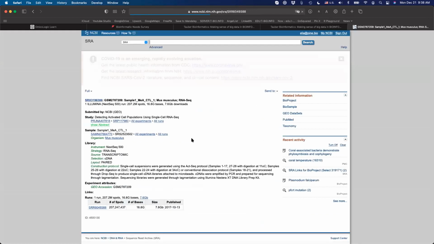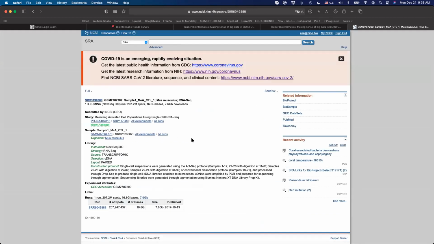Okay, so here you can see that this is single cell RNA-seq from a mouse. Single cell suspensions were generated using the ACT-seq protocol and processed through Drop-seq to produce single cell cDNA libraries attached to microbeads. cDNAs were amplified by PCR and prepared for sequencing through tagmentation. Sequencing libraries were generated through tagmentation using the Illumina Nextera XT library prep kit. So these are, again, let's go to the full project.